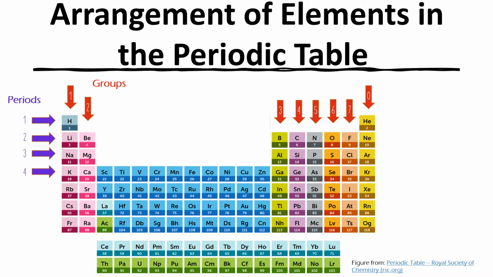Mendeleev arranged the elements on the periodic table so that the elements in the same group have similar properties. We have metals on the left-hand side of the periodic table and the non-metals on the right-hand side of the periodic table. There is a divide line between the metals and non-metals, which has been shown on the table as a sort of staircase.